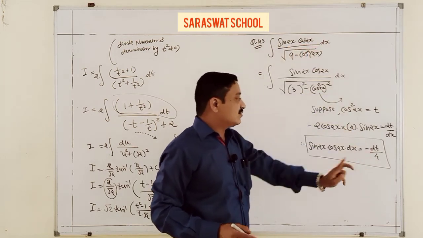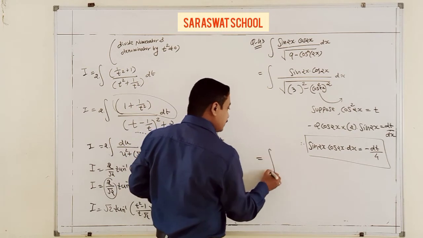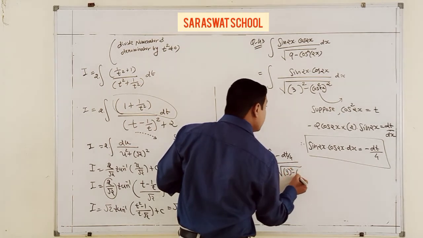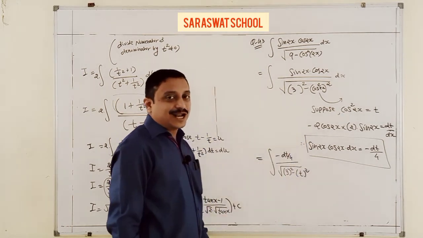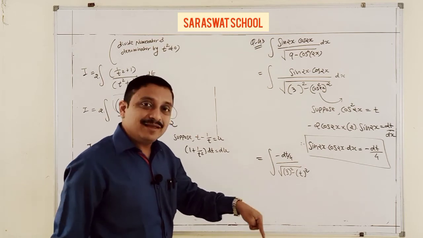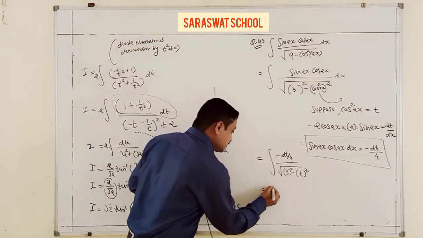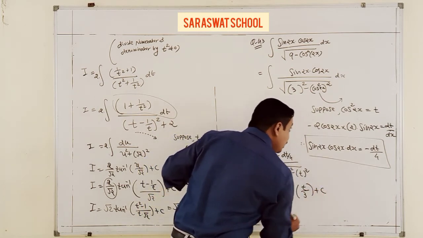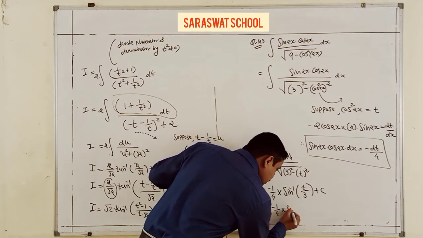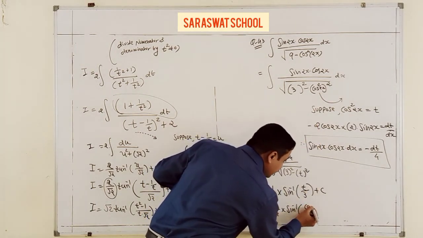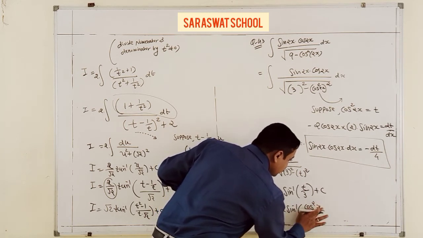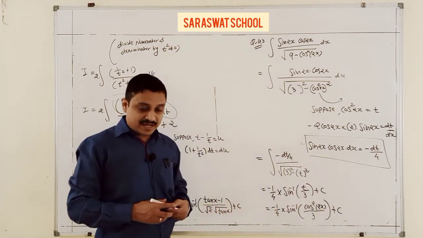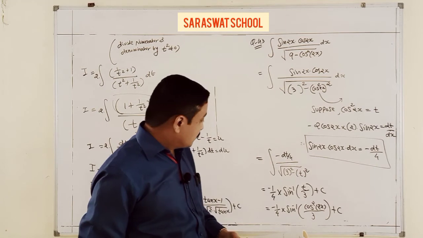For your numerator, check sin 2x cos 2x dx, which is dt by 4. So my solution is minus dt by 4. Here, students, 3 square, and next t square. Now constant minus variable under the root, so my answer is sin inverse of t by 3. Put in t. What is t? t is cos square 2x. So the answer is sin inverse of cos square 2x by 3, plus c. The same for the minus 1 case.